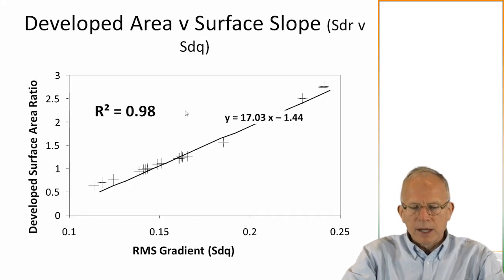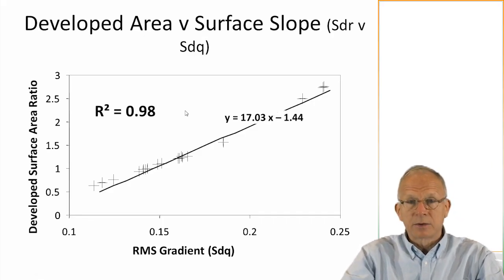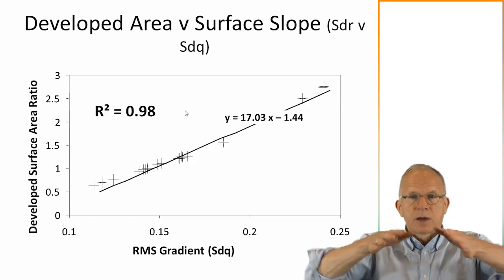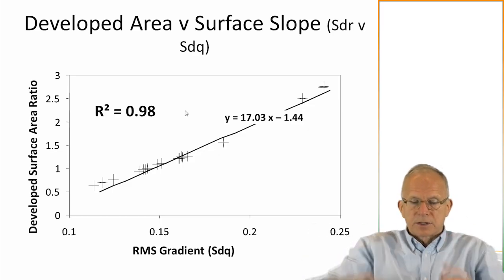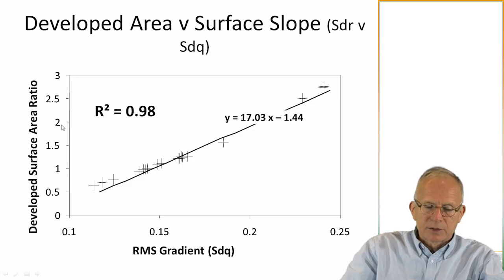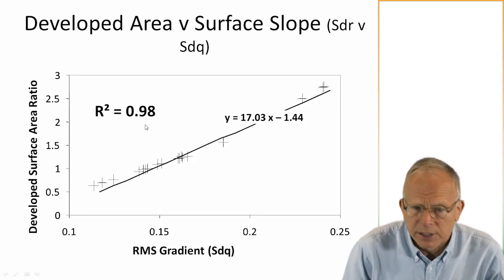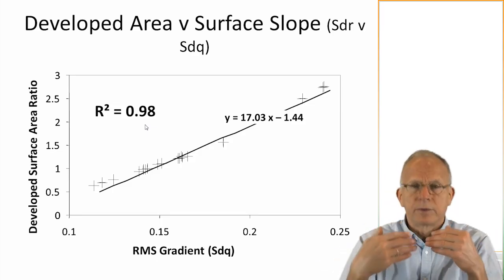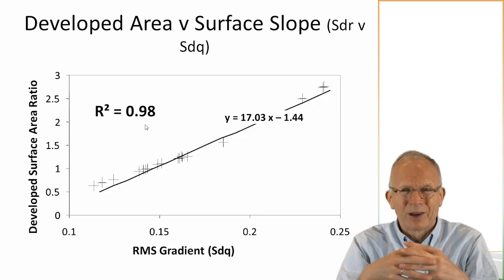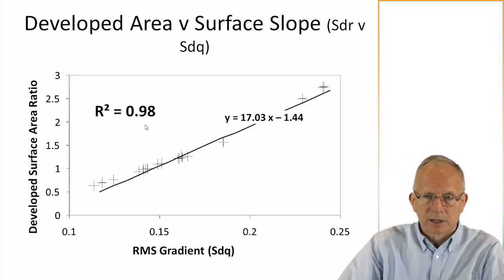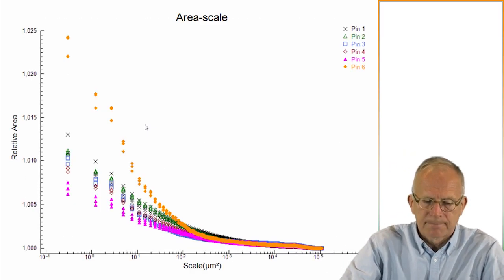Also, the gradient, you can't increase the area of a surface without increasing the slopes. So we expect that there's a strong correlation between the developed surface area and the gradient, and there is. So these are not essentially independent parameters. So when we have strong correlations on both of those, we don't really have any extra information. We're dealing essentially with the same information.